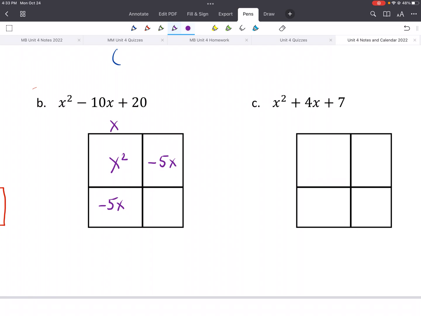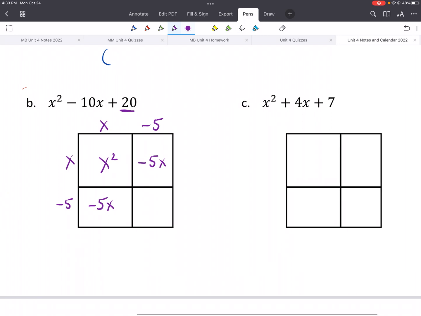Okay, so this has to be x and x, to give you x squared, this would have to be negative 5. Again, we're just hanging on to that for a while. We want to complete the square first. So negative 5 times negative 5 would give us 25, but it needs to give us 20. So what do we need to add or subtract to give you 20? Well, we'd need to subtract 5, because 25 minus 5 gives you 20.